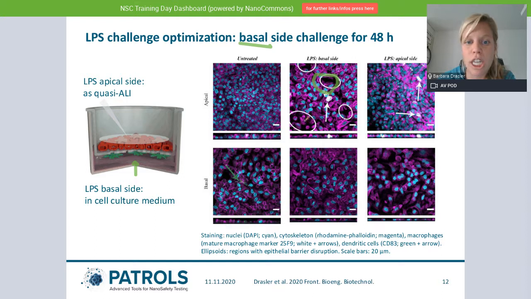And we can see that these are some empty spaces, which are less prominent when LPS is added to the apical site. And here nicely, we can also see at some places macrophages that are colored in white, and here is one dendritic cell that is green. It's a bit faint, but it is there.